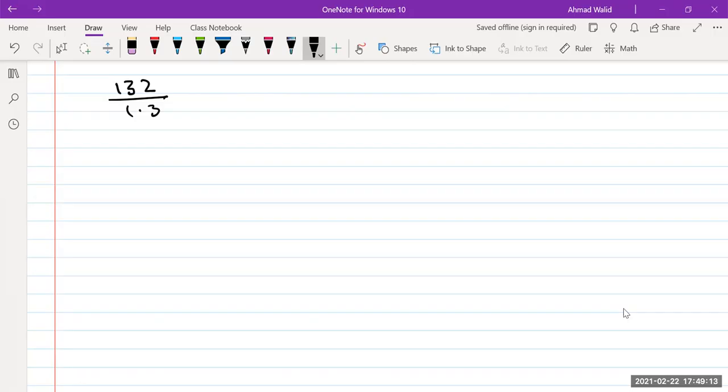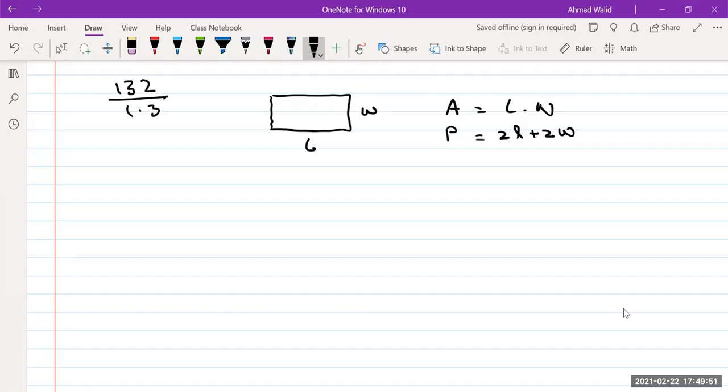For example, if you have a rectangle like this, with the length and the width, the formula for the area is L times W, correct? If you want to find the perimeter of this rectangle, your formula is 2L plus 2W, correct?